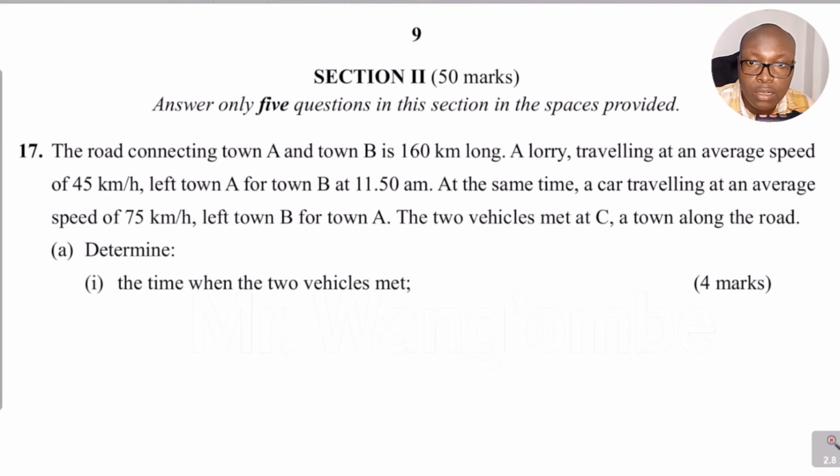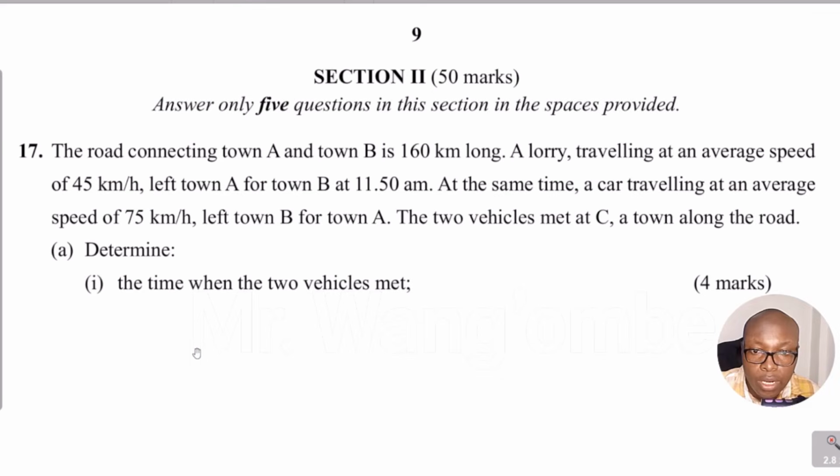Question 17 is a question on speed and time and linear motion. So let's go through it. The road connecting town A and town B is 160 kilometers long. A lorry traveling at an average speed of 45 kilometers per hour left town A for town B at 11:50 a.m. At the same time, a car traveling at an average speed of 75 kilometers per hour left town B for town A. The two vehicles met at C, a town along the road.